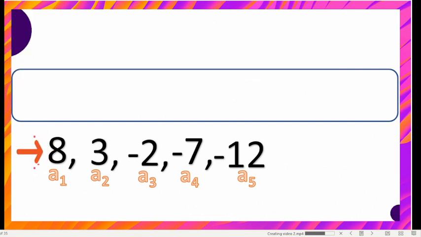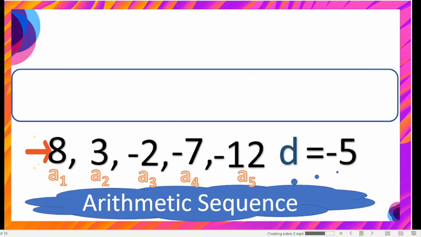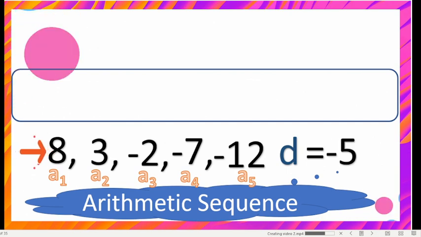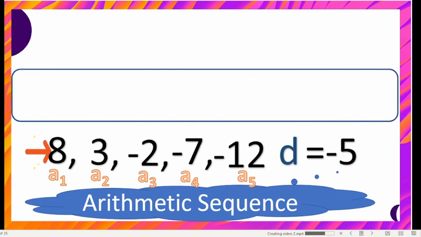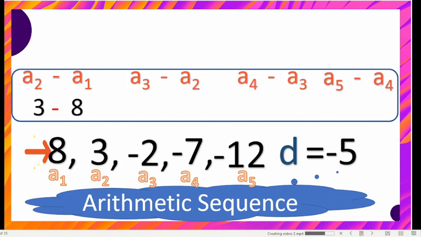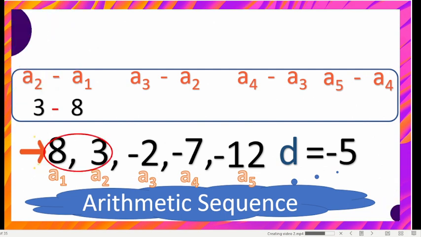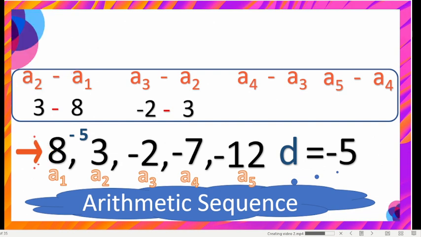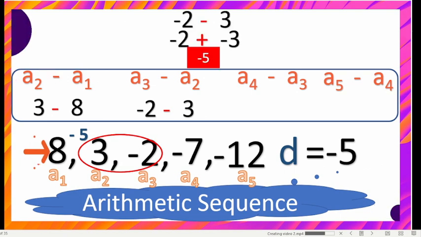What about this set of numbers? Yes, this is an example of an arithmetic sequence, and its common difference is negative 5. Observe that this example is a combination of positive and negative numbers. Don't be confused. Just simply subtract each pair of numbers from right to left. Let us take 8 and 3. Right minus left. That is negative 5. For the next pair, we have negative 2 minus 3. And that is also equivalent to negative 5.